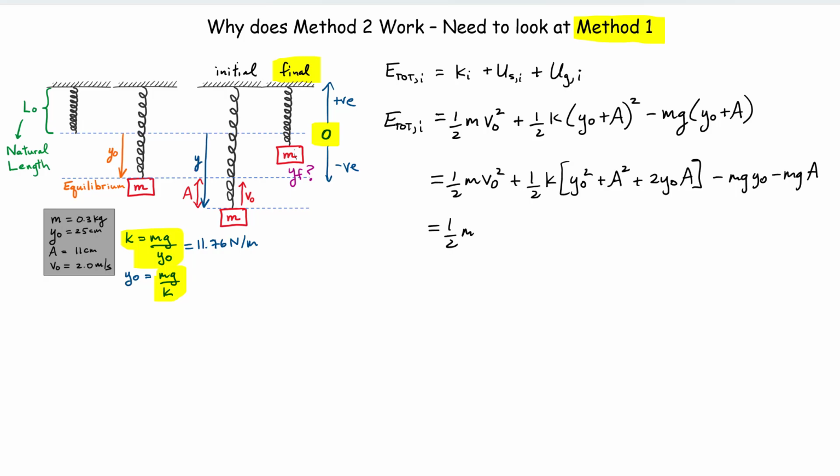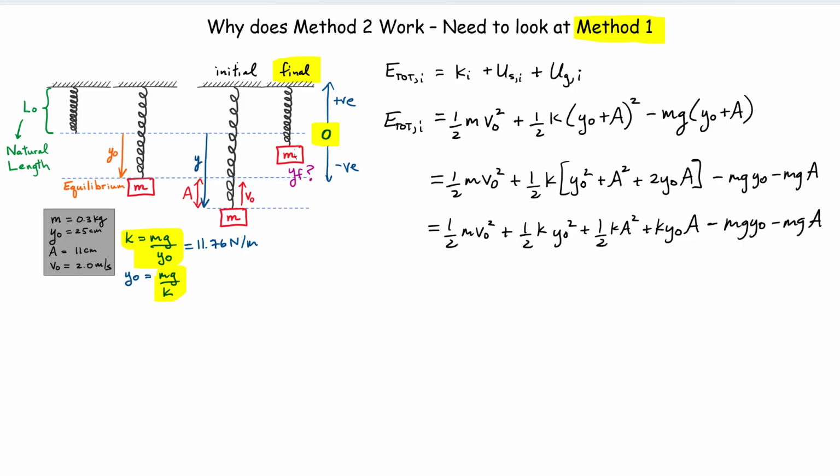There's nothing I can do with the kinetic energy term. Now this k value, let's just multiply it through: 1/2 k y0 squared plus 1/2 k a squared. Now the next term becomes, see those 2's cancel out, so you get k y0 a, and then I get the two terms from the potential energy. I told you this was going to look messy, and it does. However, this is where the magic happens.